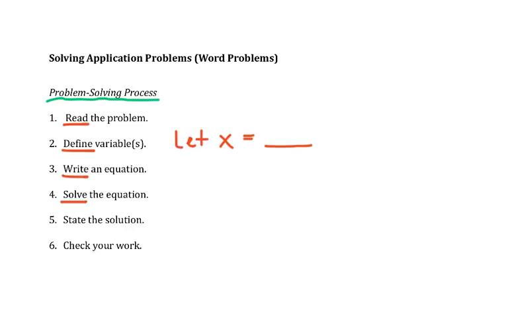Stating the solution is important because if we just end by saying x equals 2, that hasn't necessarily told the reader the final answer to the question. And then checking your work is always desirable, just to make sure you've done everything well. So we're going to try out one example where I'll basically walk through these 6 steps just to show you how it works, and then you'll be ready to try some on your own.